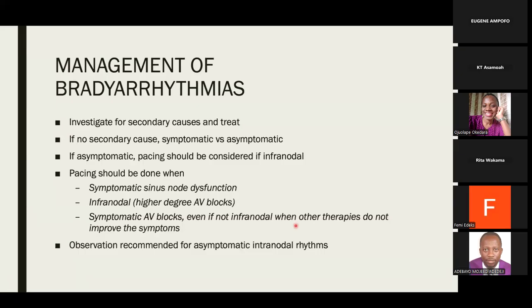So if there's no secondary cause, then you'd have to consider whether the patient is symptomatic or not. If the patient is asymptomatic and you have a rhythm that you think is infranodal, that is coming from the His and below, then you will still consider pacing, because as I mentioned earlier, rhythms from these areas are unstable. However, if it's coming from above, then there's no rush to put in a pacemaker and you can observe the patient.